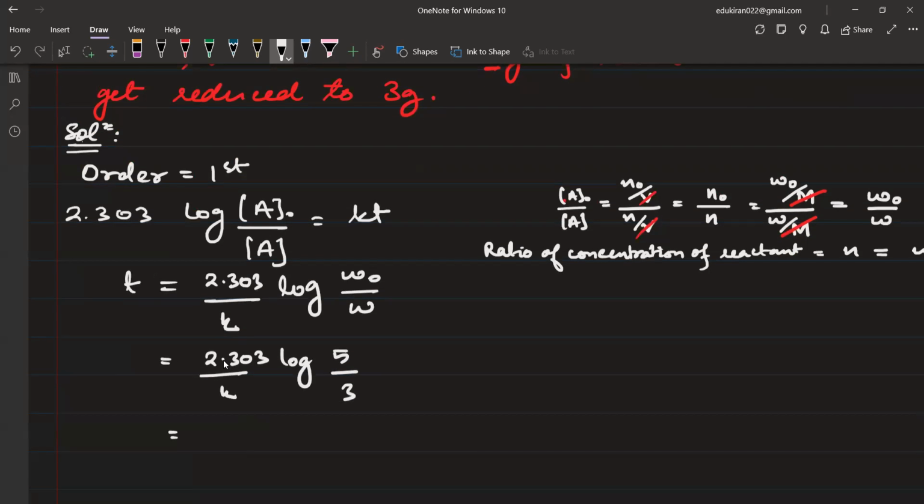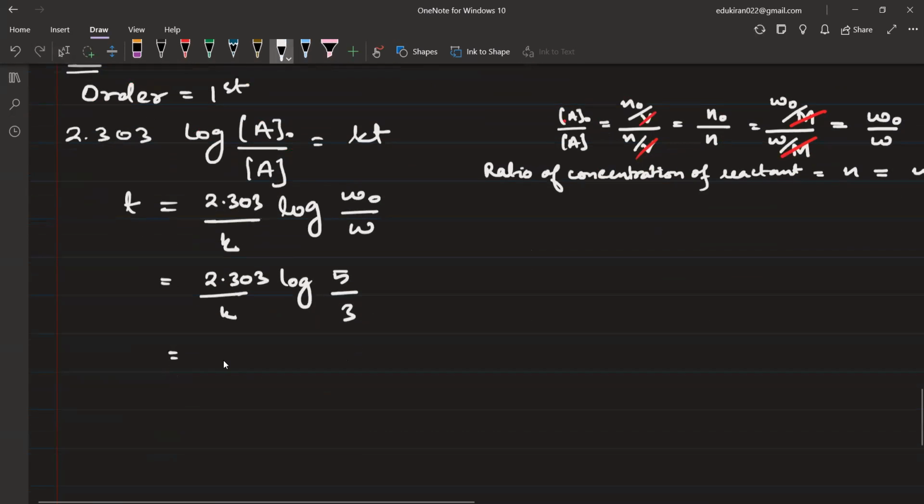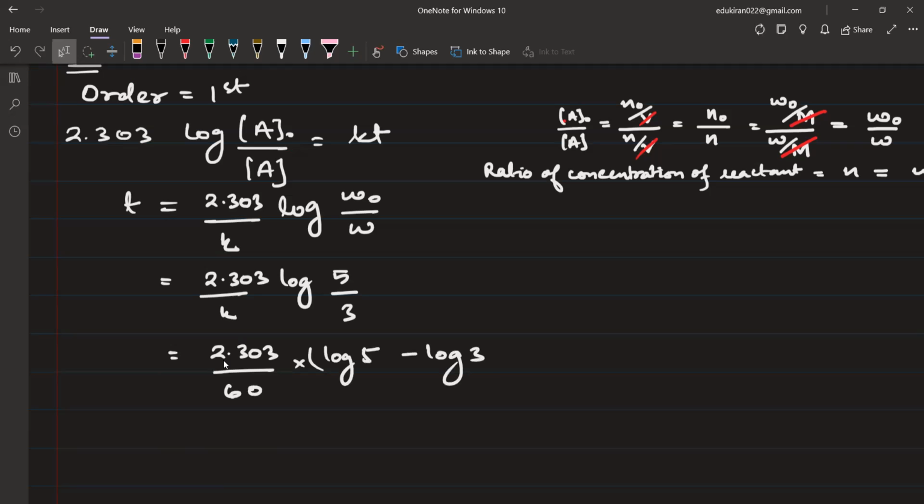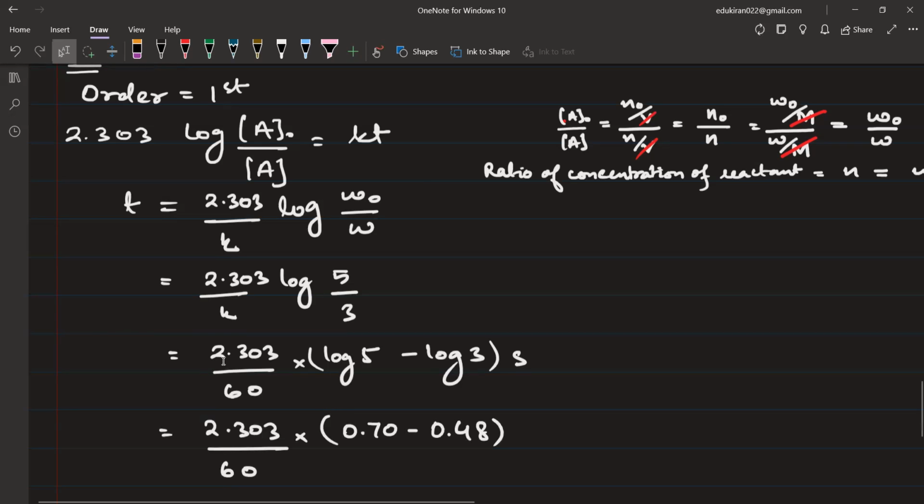Let's write the value of k also. What is the k value? 60. 2.303 divided by 60 into log of 5 minus log of 3. And the 60 second inverse will go here, it will become second. This will be equal to 2.303 divided by 60 into log of 5, which is 0.70, minus log of 3, which is 0.48, right? Yes or no? Please tell me, guys. Yes, sir.